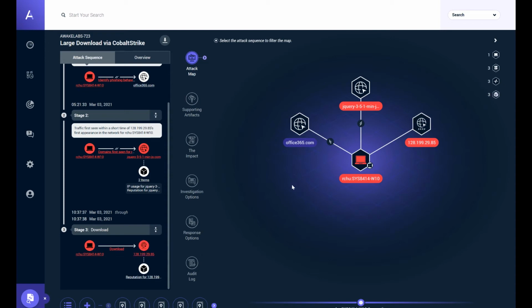And so over here on the map, it's telling us Office 365 is related to this because it looks like this was phishing related. However, it's not red, so this is an acceptable use, but is related to this particular incident. Then the system interacted with this jQuery domain, very likely the first stage, and then a second stage, larger download came from this IP address that didn't have a domain.